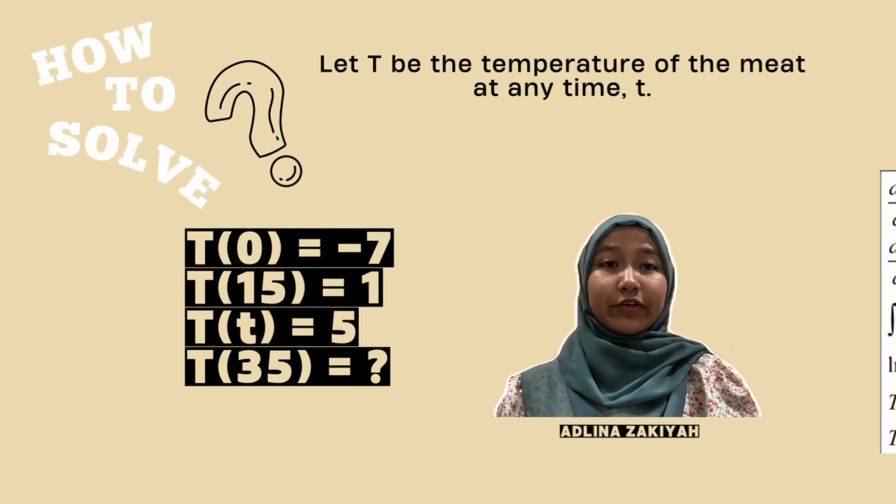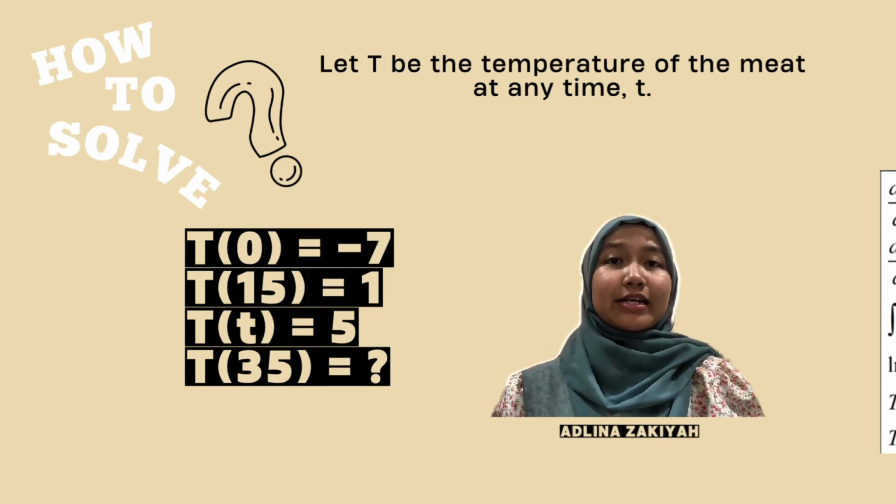From the given problem statement, let T represent the temperature of the meat at any time t in minutes. Based on the data, we have the following conditions. First, T(0) equals -7. Second, T(15) equals 1. Then we have T equals 5, and we want to find the value of t when the meat reaches this temperature. Last, T(35) equals what? We also want to find the temperature of the meat at time t equals 35 minutes.